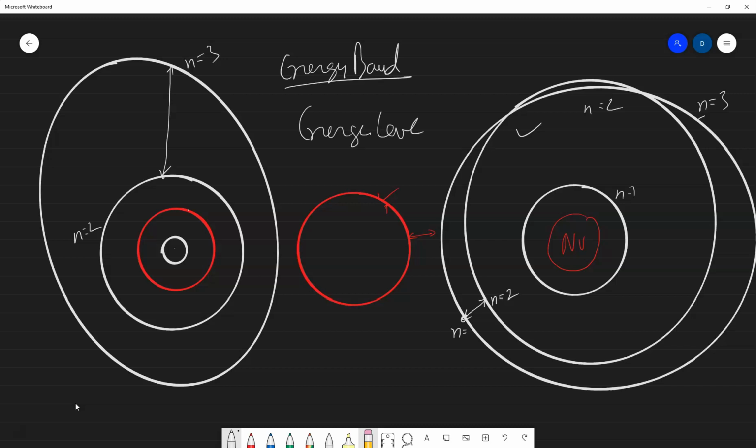Now, what Rutherford said is, electrons are not just going in random in circles, they go in a fixed circle. We'll not use this word fixed circle because I told you electrons don't go in a circle. But at this stage, you can use this word. They go at a fixed distance from the nucleus. That fixed circle is called the energy level for that atom, or energy band for that atom.